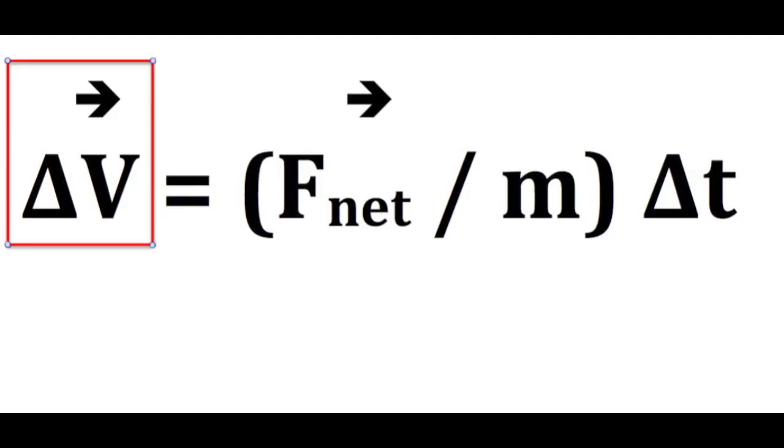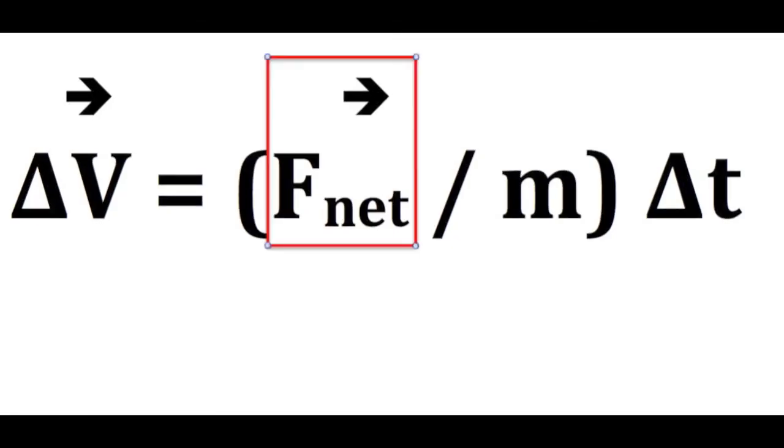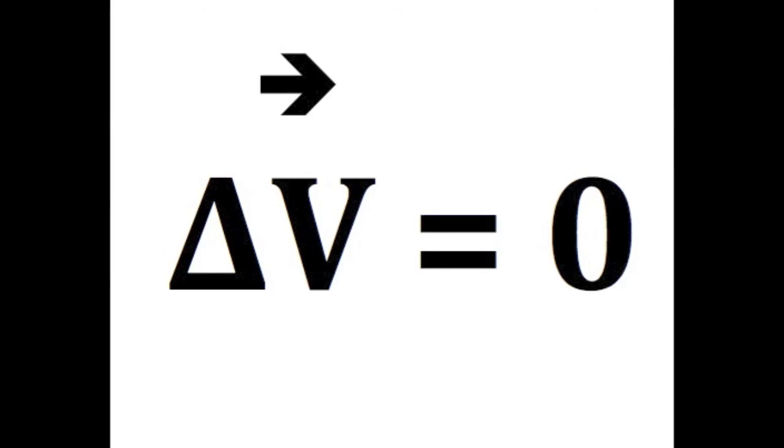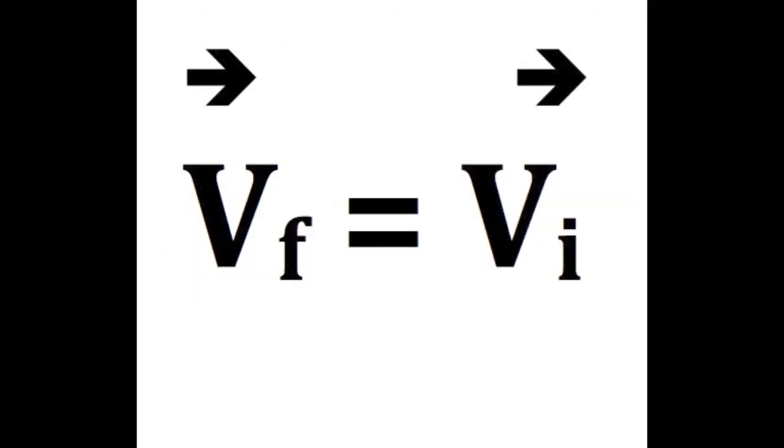Nonetheless, in conclusion, our experiment supports Newton's second law by showing that the change in velocity is proportional to the total force placed on the object. If the total force is equal to 0, then our object continues to stay in motion with a constant velocity, where the final velocity is simply equal to the initial velocity.